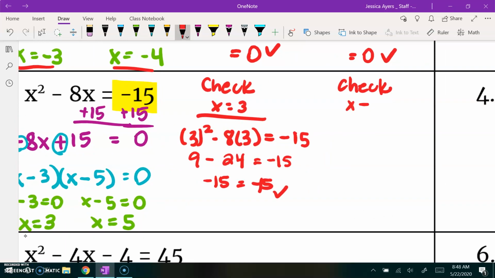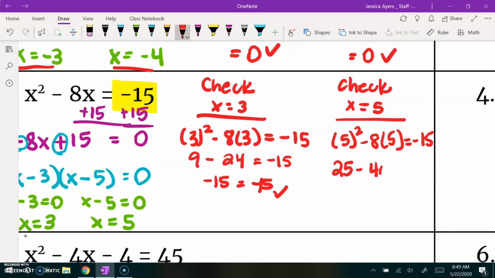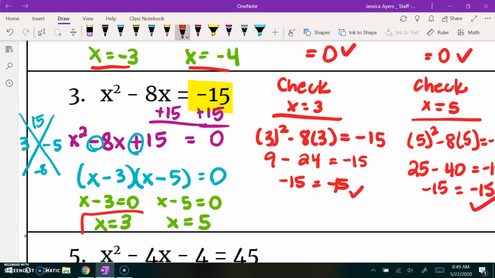So now we'll check x is equal to 5. We'll have 5 squared minus 8 times 5, and we want to know is that equal to negative 15. 5 squared is 25, and we're going to minus 40, and does that equal negative 15? Which it does. 25 minus 40 is negative 15, so we know that one checked out as well. So we can go ahead and box in our answers.